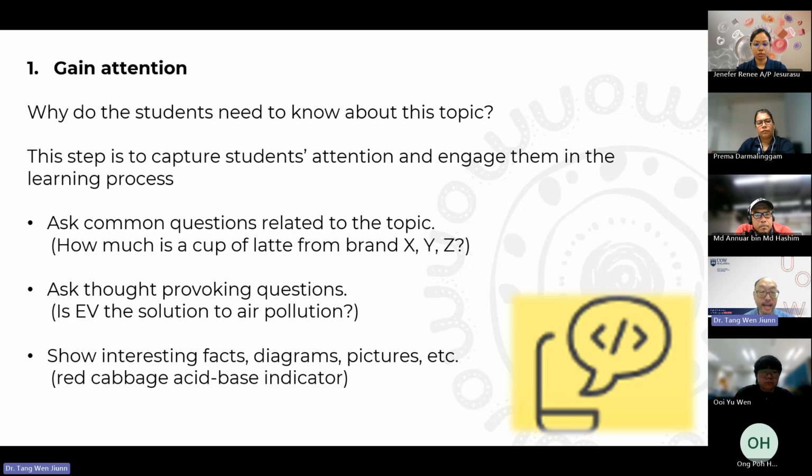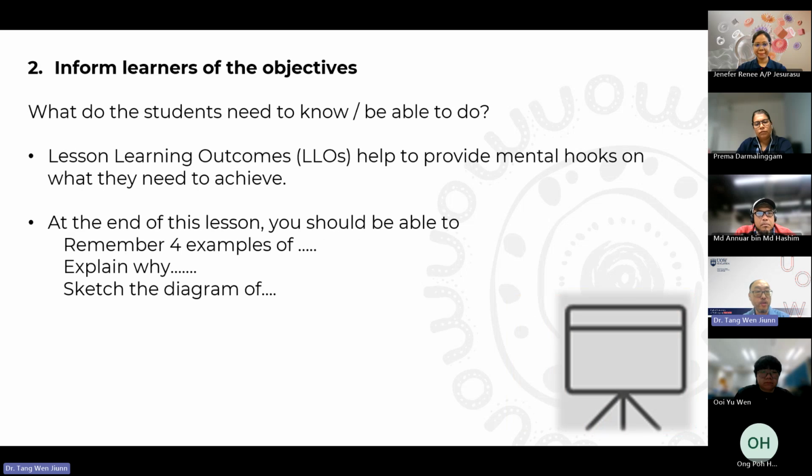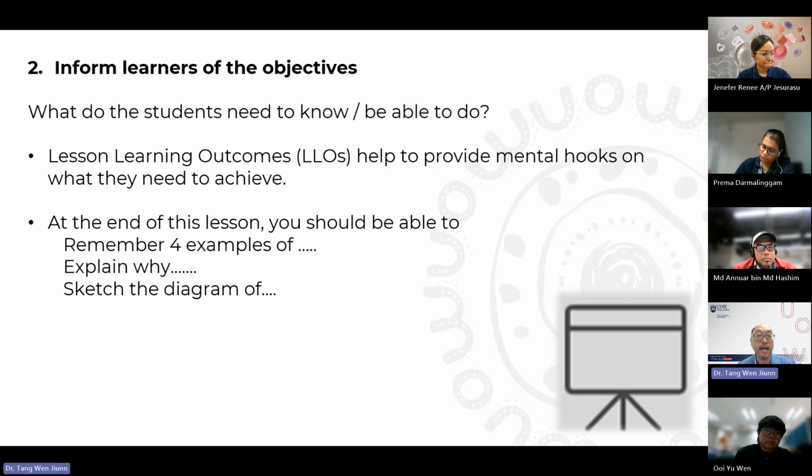Once you manage to gain their attention, then we slowly bring them to what we want to cover. So we tell them the objectives. This is where the LLO that we planned earlier comes into the picture. Over here we inform them about the lesson learning outcome, so what the students need to know. The LLOs basically sound generic, like this: at the end of the lesson, you should be able to do this and that. Remember something, explain something, sketch something. So we let them know what they can expect to see in the class.